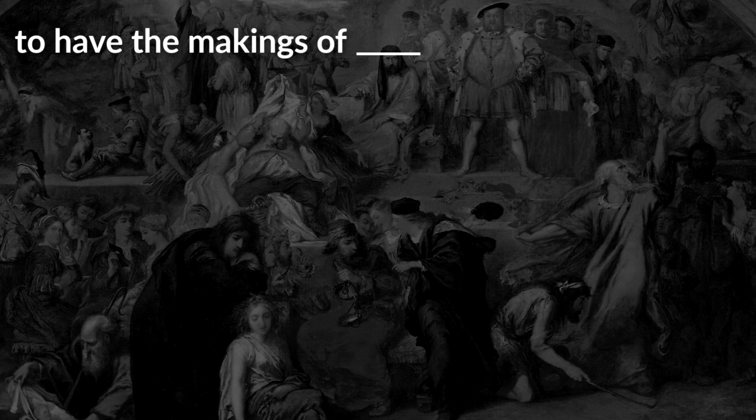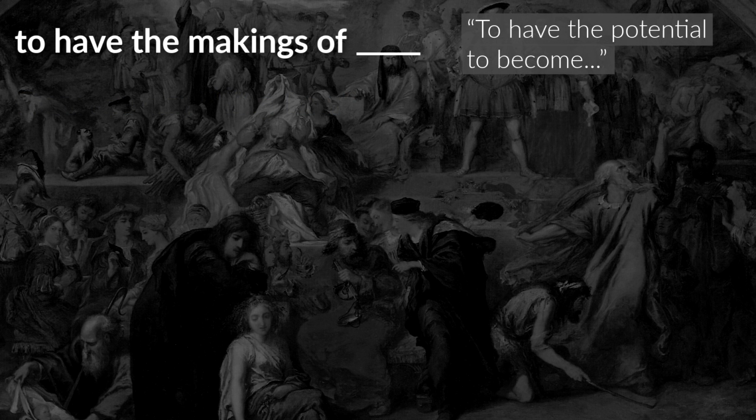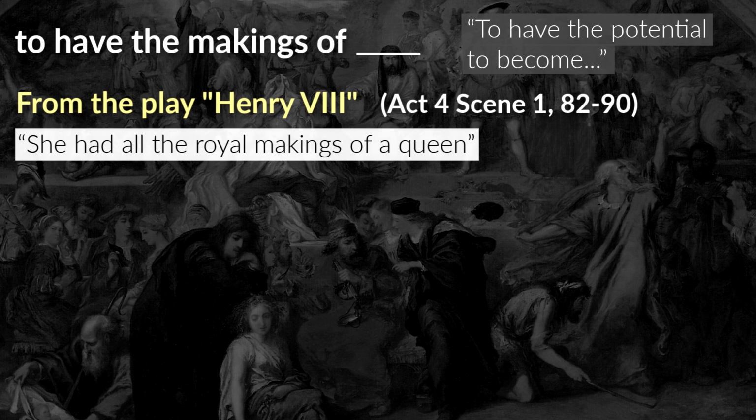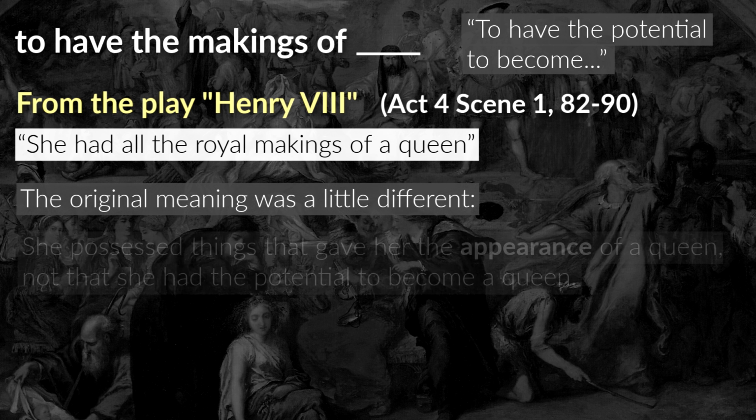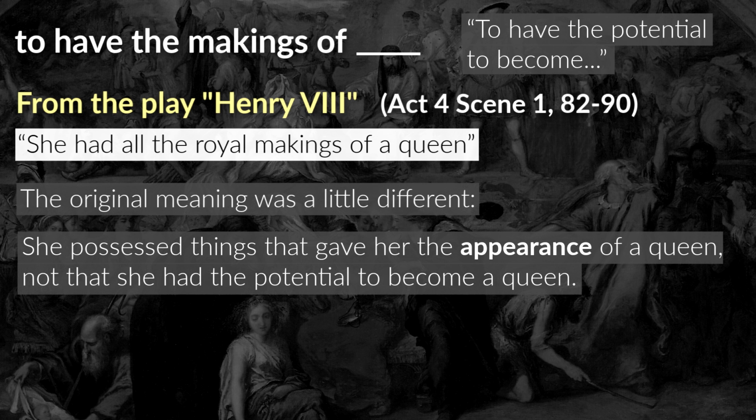To have the makings of. This is an idiom which means to have the potential to become. This idiom comes from Henry VIII. "She had all the royal makings of a queen." The original meaning was a little different though. It meant that she possessed things that gave her the appearance of a queen, not that she had the potential to become a queen. Some idioms and vocabulary introduced by Shakespeare have evolved in meaning since then.